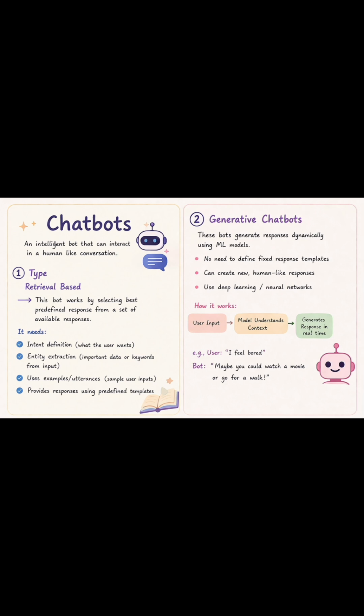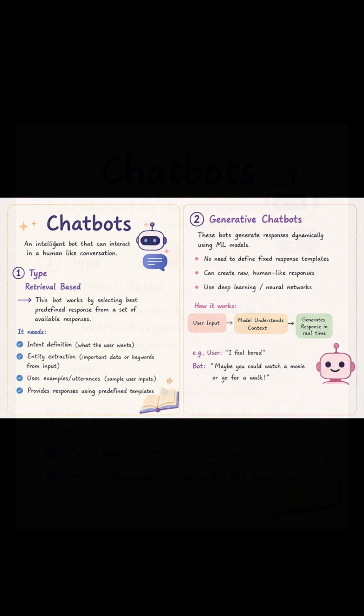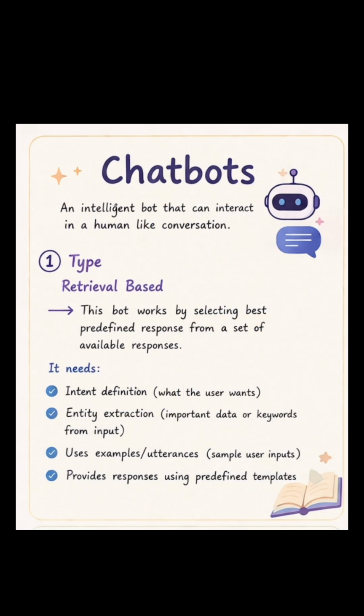So the retrieval based chatbot means these bots work by selecting the best predefined response from a set of available responses. There is a set of available responses, and we take the best response from these available responses. So this is what a retrieval based chatbot is. Let's see what that is.